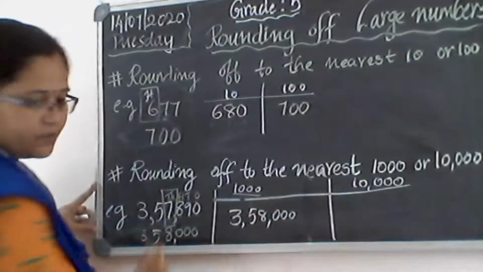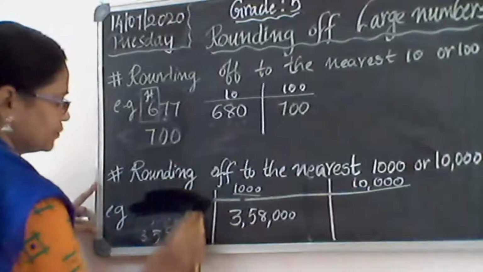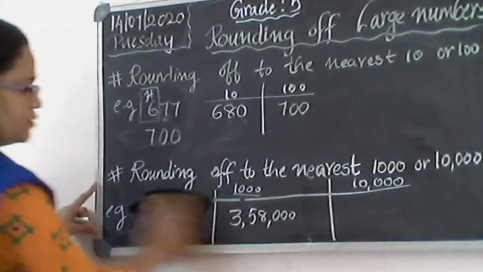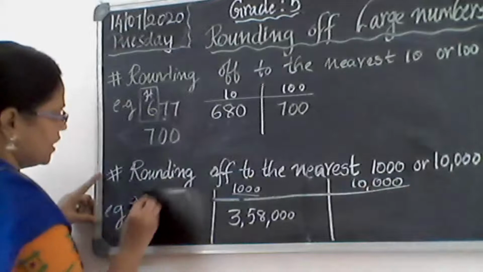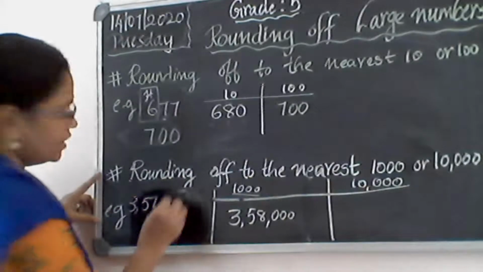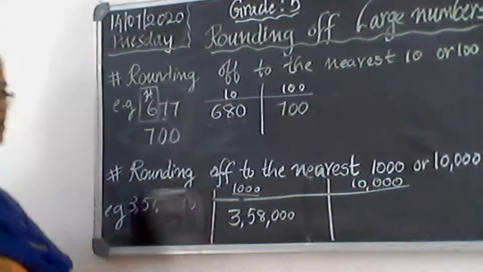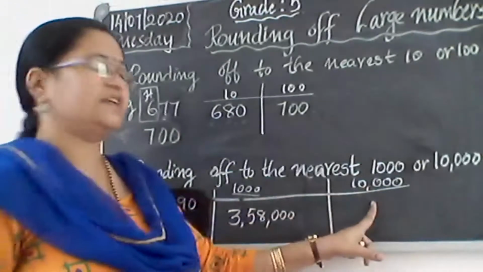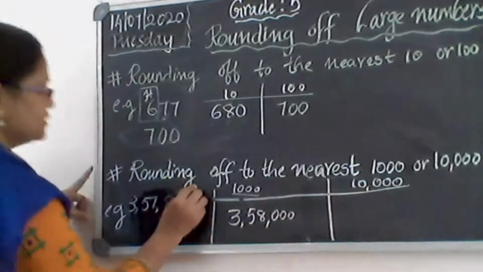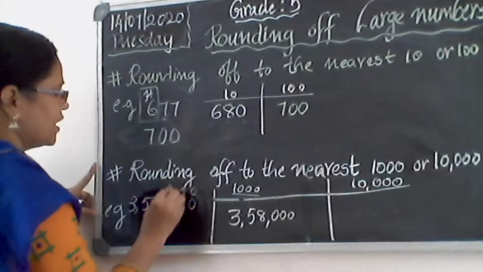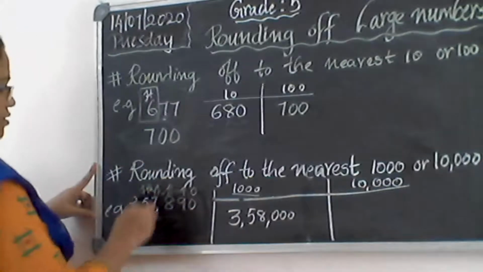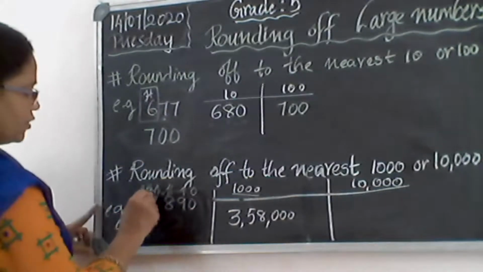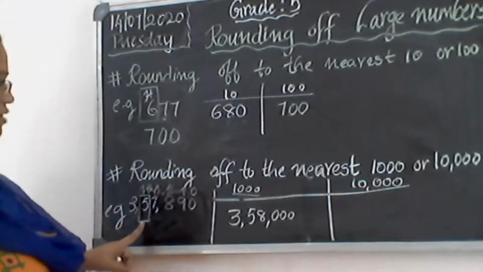So what is the number? We all know it. 3,57,890 was my number. So I had to find out what is in the 10,000's place. So ones, tens, 100, 1,000, 10,000. Okay. Now we have to mark out the 10,000 place.